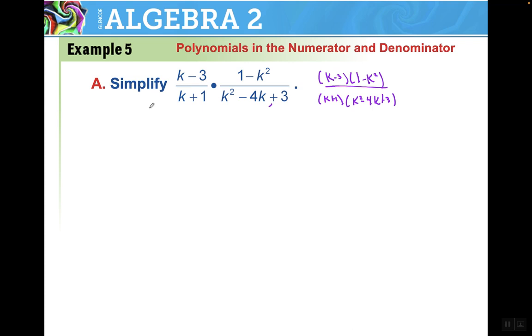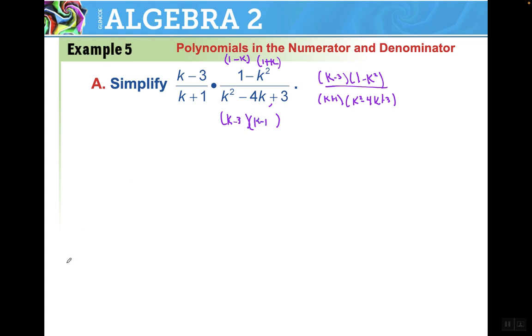So what you need to do is first factor everything you can. This numerator up here, I could factor because it's a difference of squares, so I could write it as 1 minus k and 1 plus k. And then this denominator here, I can factor into k minus 3 and k minus 1.